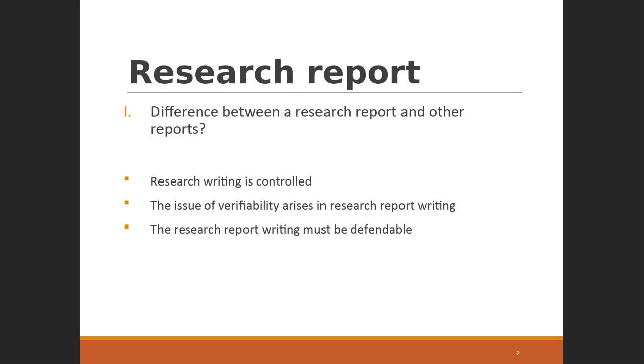First of all, we need to differentiate between a research report and reports for your other subjects or other sessions. The basic difference between the research report and other reports is the degree of control, the degree of rigorousness and caution required in writing the research report. So research report writing is controlled in the sense that you need to be extremely careful about what you write, the words you choose, the way ideas are expressed, and the validity and the verifiability of the conclusions you draw in your research report. And this is not the case in other reports. And bear in mind that you must be able to defend whatever you write should anyone challenge your findings. So this is why the research report is different from the other reports.